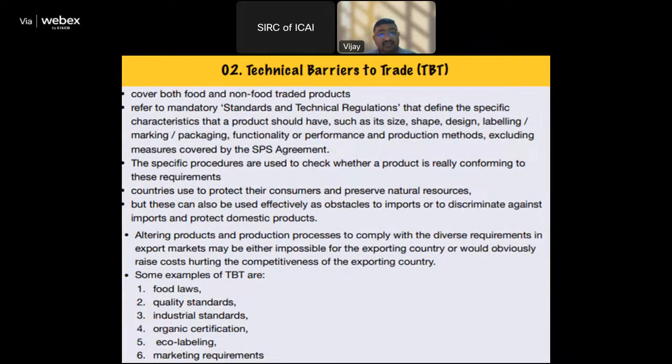Technical barriers to trade. There will be standard technical regulation. Only upon satisfaction of that standard technical regulation will there be the imports. Otherwise, imports will not be there. Food law, quality standard, industrial standard, organic certification, eco labeling, marketing requirements. Only if all these are satisfied, then there will be imports. When there are stringent technical barriers, then it will be a barrier rather than a measure.